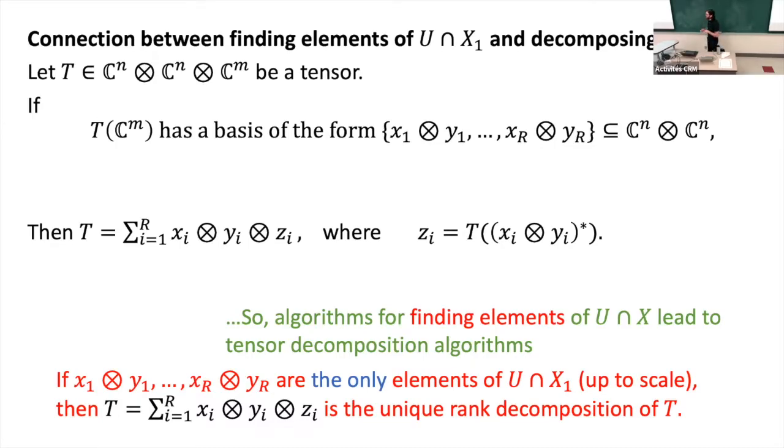Sorry, U should be T of C^n, the image of T. The only elements of the intersection, meaning a basis. So I'm restricting that T of C^n has a basis of this form, and I'm restricting that these are the only elements of T of C^n that are product tensors. But it's a specific case, right? You could have cases where you need to span it in order to express it. Absolutely. So this is a very special case, where T of C^n has a basis of this form.